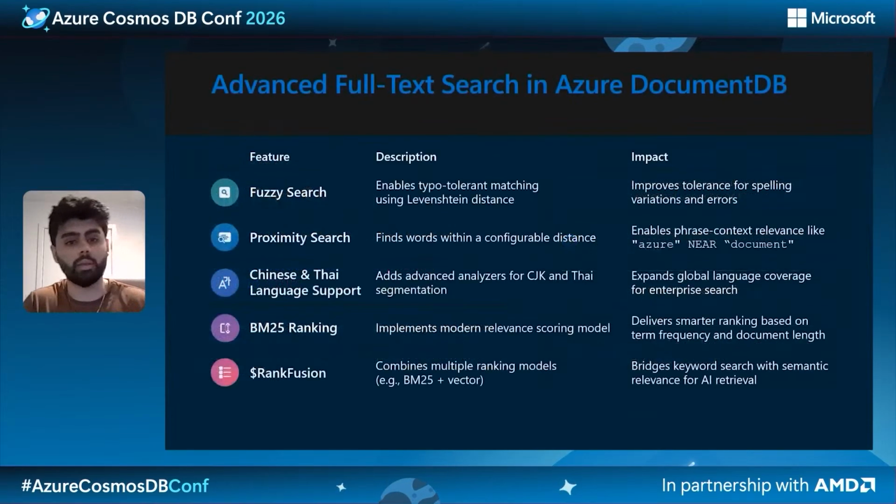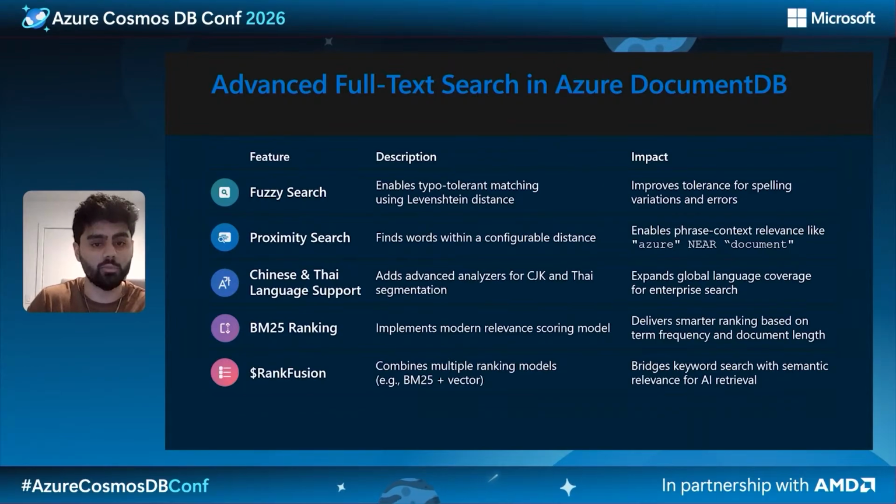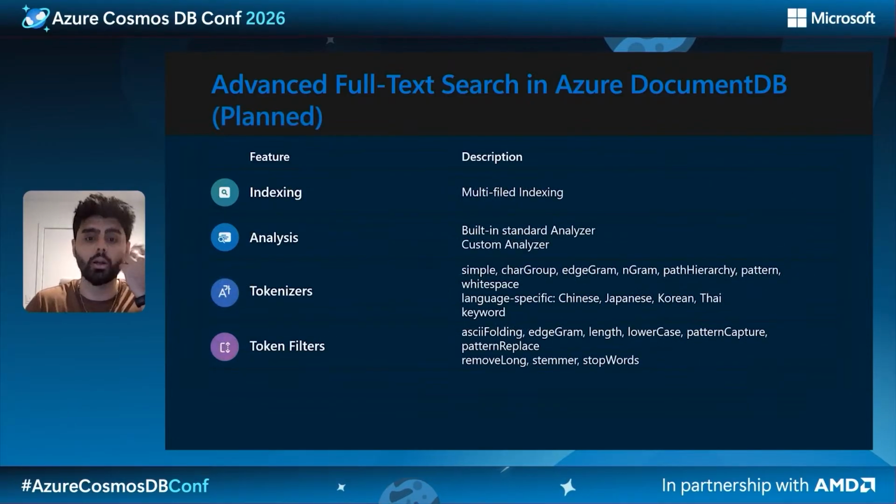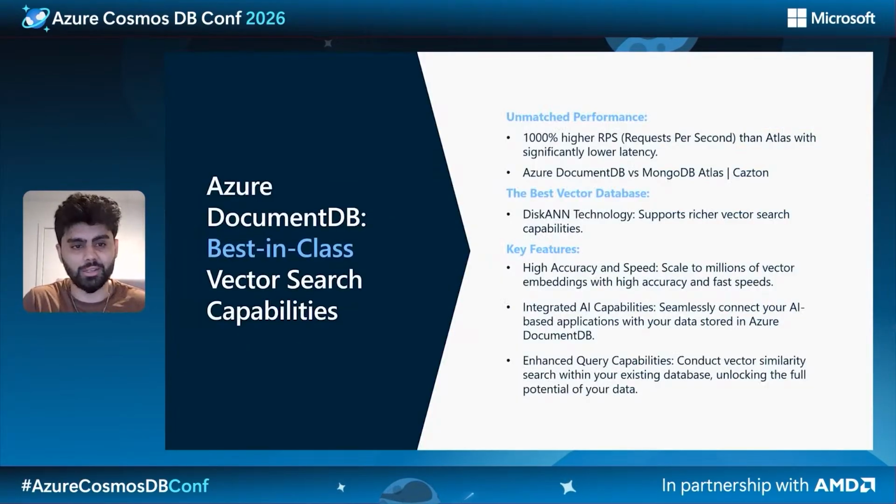And some of the functionalities we're bringing in the next month or so are going to be fuzzy search, proximity search, multi-language support like Chinese and Thai, BM25 ranking, and rank fusion. So with rank fusion, you can run your hybrid search workloads with just one query. You combine your semantic search and your full text search and use rank fusion to find the best optimal documents in the database for your exact query. And in the future, we're going to bring multi-field indexing, analyzers, tokenizers, and tokenizer filters, and so on.